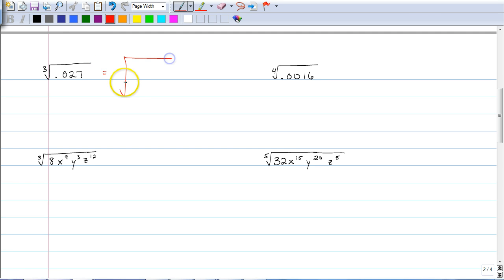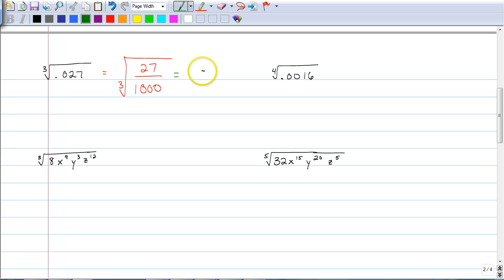To change it into a fraction, you look at what comes after the decimal. After the decimal, I have 0.27, or just 27. Now that 27 ends with 3 numbers after the decimal, so I'm going to write down a 1 with 3 zeros, because 27 divided by 1,000 gives me 0.027. Now I'm going to take the cubed root of the numerator and the denominator.